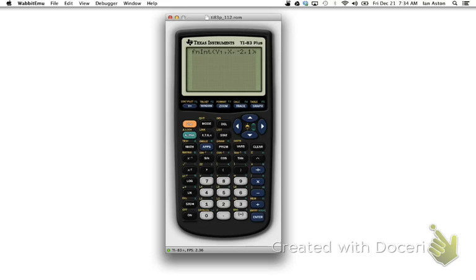When I hit enter, I get 4.2499639. Now why am I not getting 4 1/4? The reason we're not getting 4 1/4 exactly has to do with the program that our calculator is running.